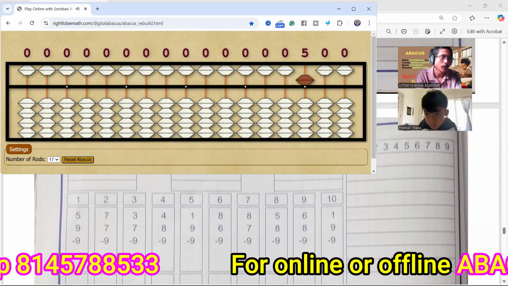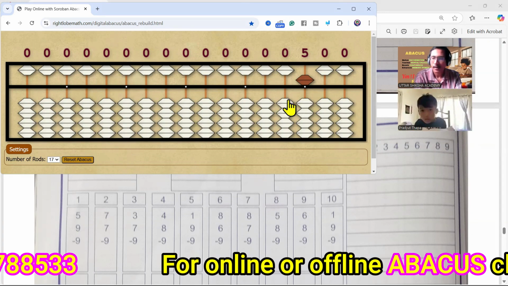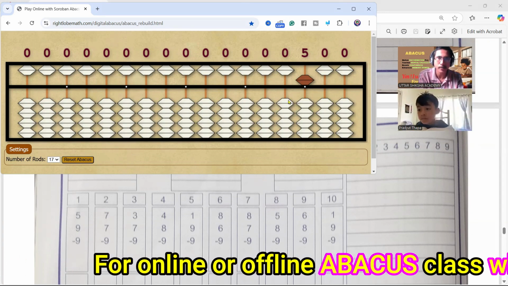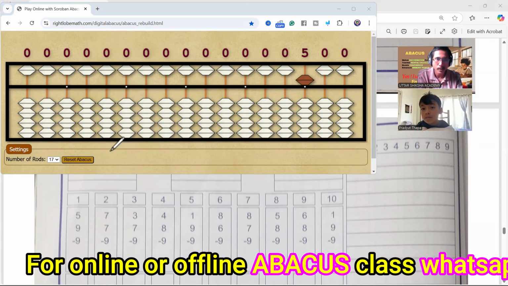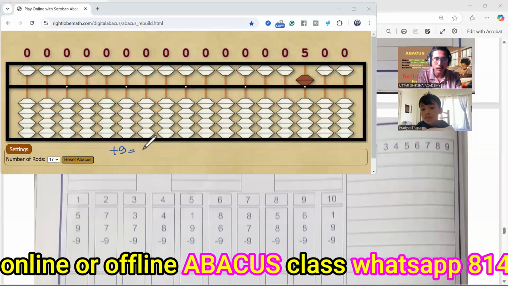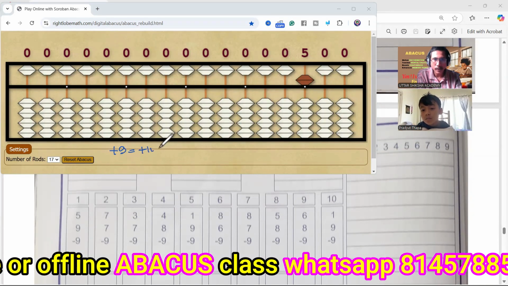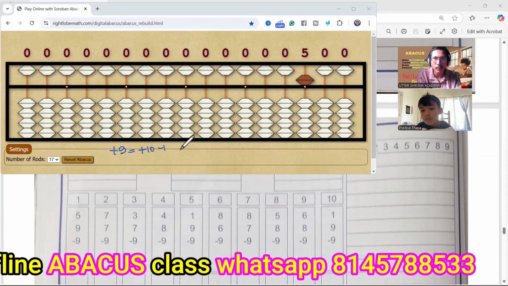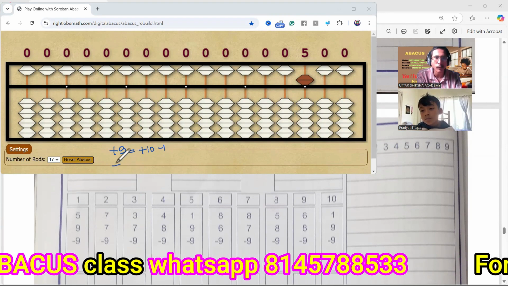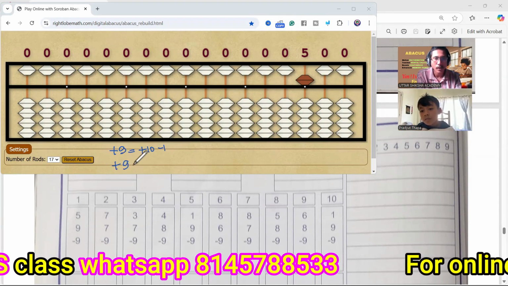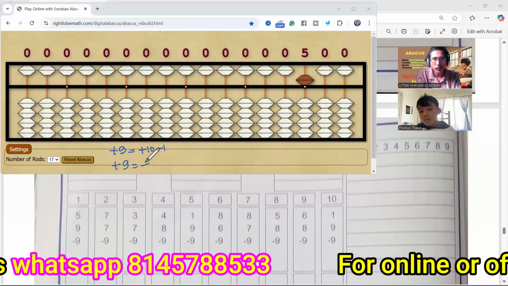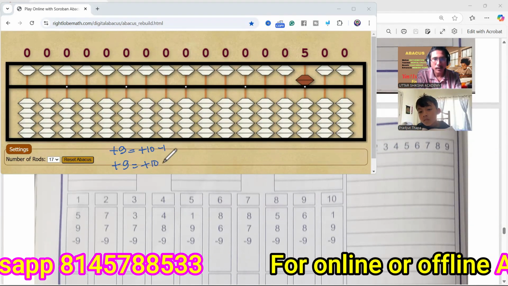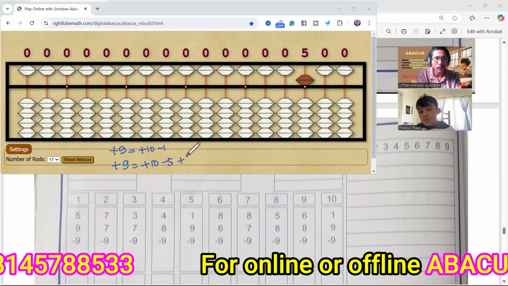So how will we do plus 9? We have already learned this. There are two processes to do plus 9. One is plus 9 is equal to plus 10 and minus 1. If we can do this, we will do this. If we can't, then we will follow the other process, that is the combination: plus 9 is equal to plus 10, then minus 5 plus 4.